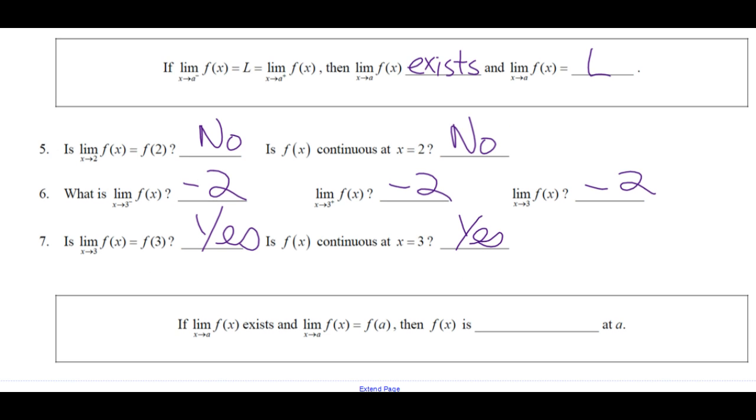So then the definition: if the limit as x approaches a of f of x exists, and the limit as x approaches a of f of x equals f of a, then f of x is continuous at a.